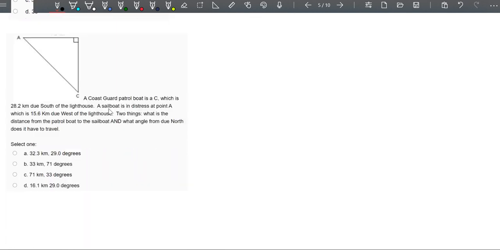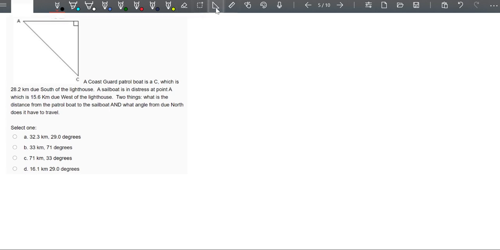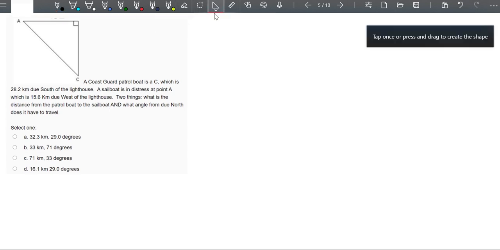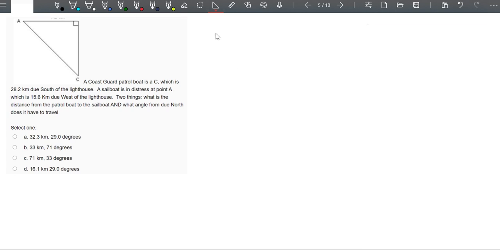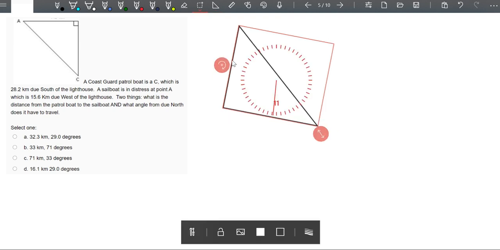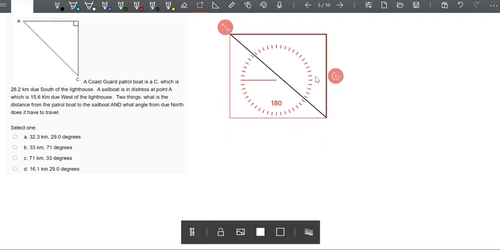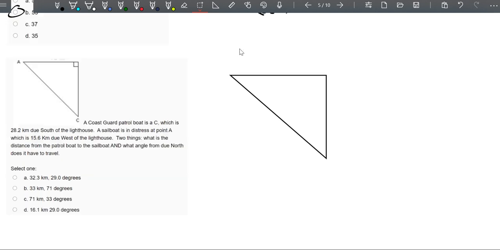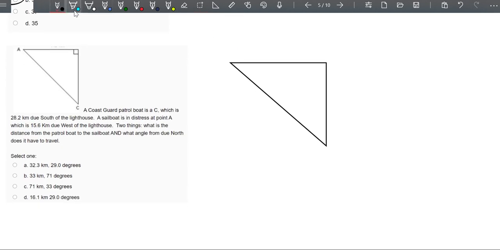Our second question here is a little bit longer. We've got a Coast Guard patrol boat at, I guess it must say at point C. So can I make this flip around? I feel like there must be a way. Oh, thought I had it. There we go. Okay, flip it around, make it a little bit bigger. So the Coast Guard patrol point is at point C. Here's a boat.